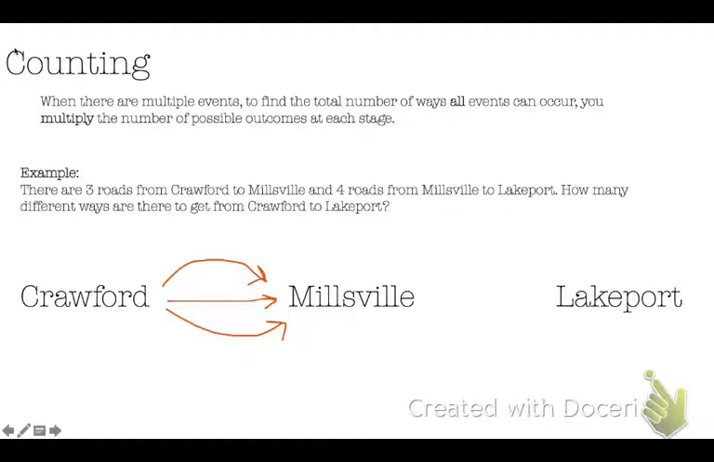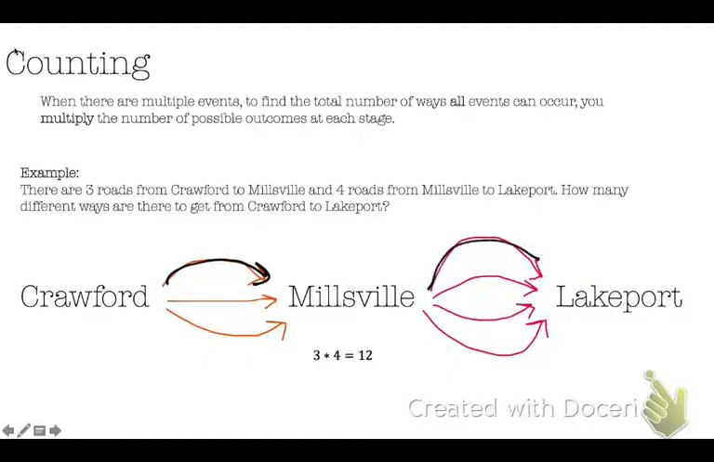And then from Millsville, we have 4 routes to get to Lakeport, which means that since there's 3 routes to get to Millsville and 4 routes to get to Lakeport, there would be 12 routes total that we could take. Which makes sense because, this would be a route. We could take this one, and then we could go here, here, here, here. So there's 4 of them. Or we could take this route and then do there, there, there, there. So there's another 4. Or we could take this route and then go here, here, here, and here. Okay?